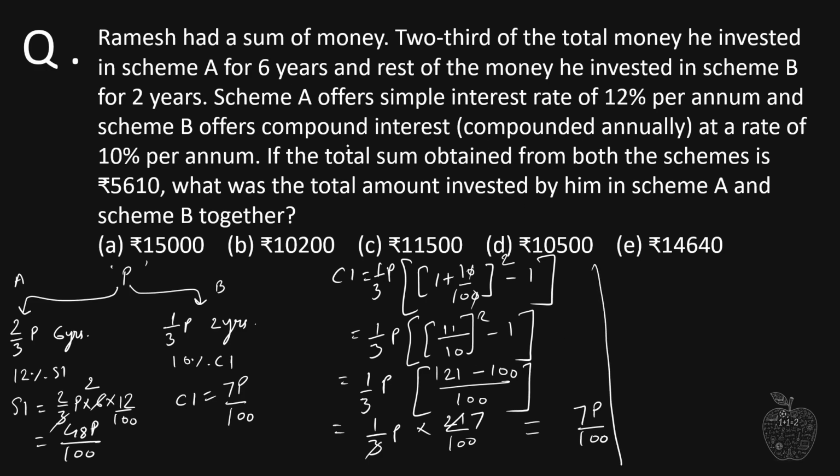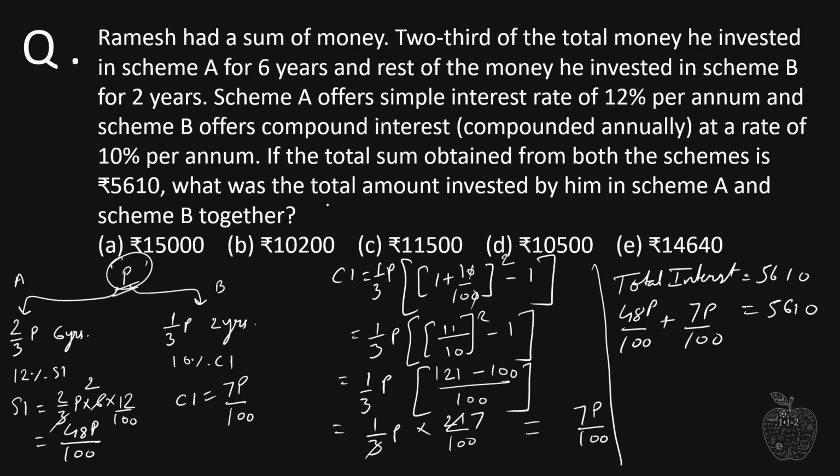Now, the total sum obtained from both the schemes is 5610, so the question is telling us that the total interest is 5610. Total interest is simple interest plus compound interest, that is 48P over 100 plus 7P over 100, which equals 5610. The question is asking us to find the total amount invested by him in scheme A and scheme B together. That means we need to find the value of P.